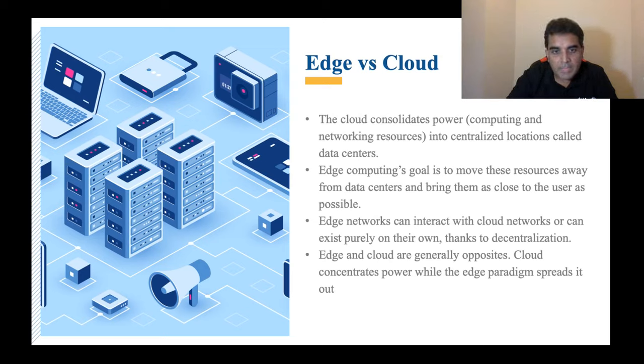Edge networks can interact with cloud networks. They're not mutually independent. You can have an edge network that has servers, nodes sitting on the cloud network and vice versa, or they can purely exist on their own. And that's where decentralization comes in, which we're going to talk about a little later. Generally, edge and cloud computing are opposites. Again, the cloud is trying to consolidate power. The edge is trying to move it out to the edge, as close to the customer as possible.